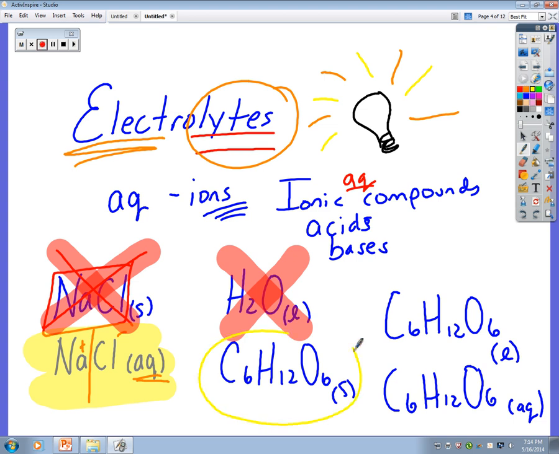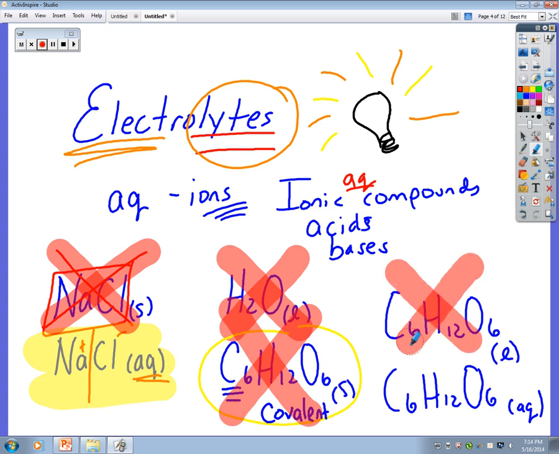And if you look at this, what's true? Where's carbon on your periodic table? Ooh, it's a nonmetal, so that makes this covalent. There are no ions. Therefore, guess what? This is also not going to light a light bulb. It's not an electrolyte. What about liquid salt? Still covalent, no ions. What about aqueous? Still covalent. So solid, aqueous, liquid, covalent compounds do not light a light bulb.